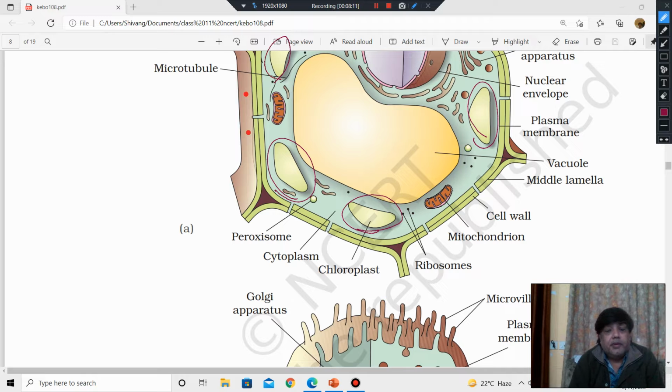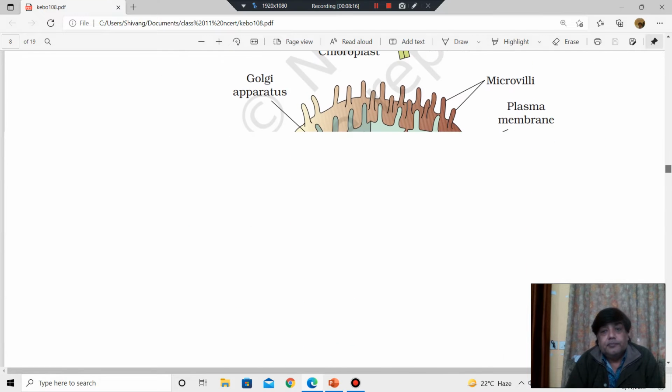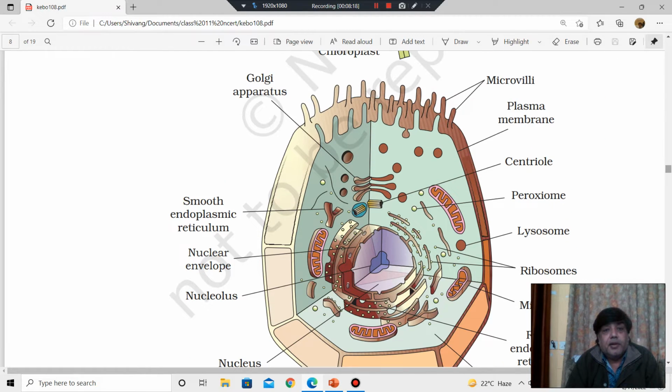Plastids are present in plant cell. This is the diagram for animal cell. Outermost boundary, cell membrane, plasma membrane, cell wall is not there. Centriole is present, centriole are absent in plant cell. This is the smooth endoplasmic reticulum, mitochondria, lysosome, rough endoplasmic reticulum, nucleus, Golgi body, microvilli. Okay.